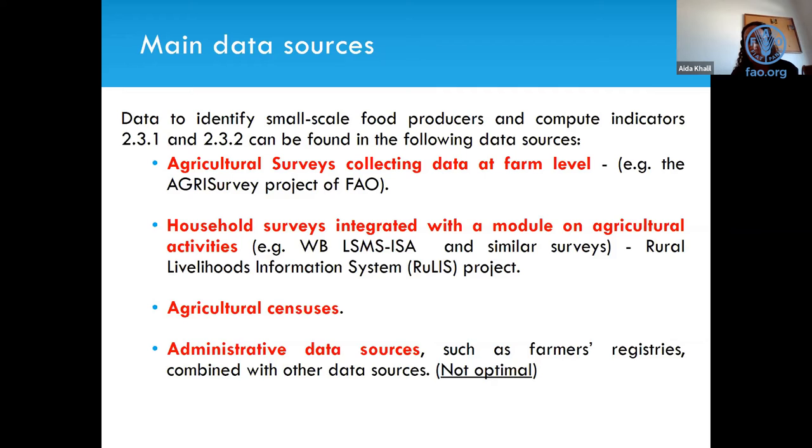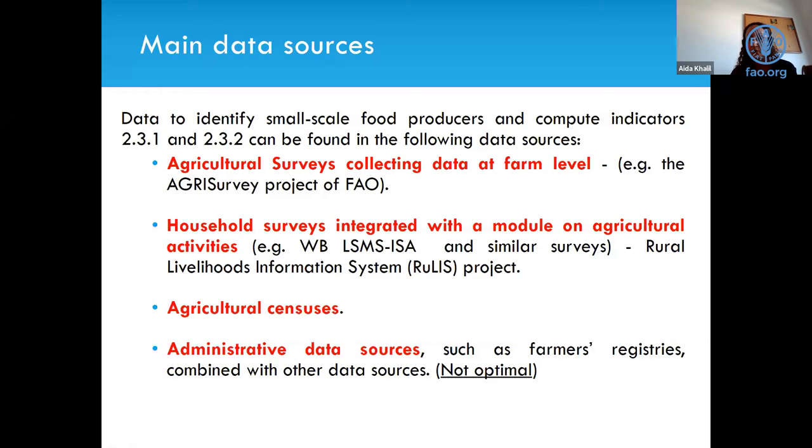Then, when instead a household survey is used, as in the case of Bangladesh, for example, you see this Rural Livelihood Information System project is a project within the FAO that tries to use existing data to compute some of these SDG indicators, and within this project they have used the data of your household income and expenditure survey to compute SDG indicator 2.3.2. So perhaps we could see also how this data has been used and if this survey could be, let's say, complemented to compute also SDG indicator 2.3.1.